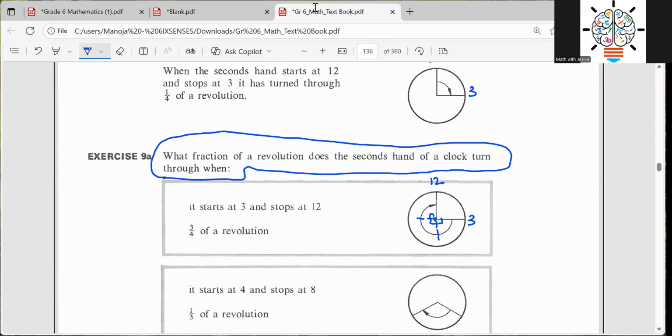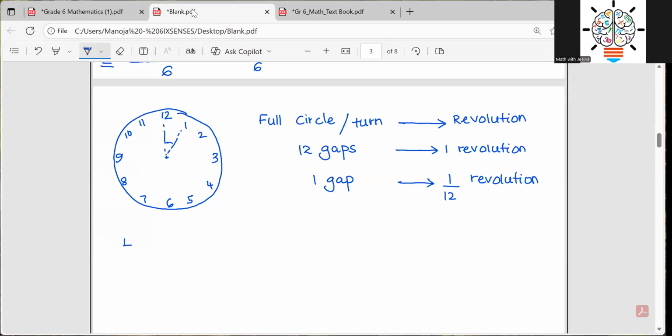Let's say the question says 4 to 8, right? It goes from 4 to 8. Now you just see from 4 to 8, how many gaps do we have, children? You just see 1, 2, 3, 4. From 4 to 8, you write that you have 4 gaps. If you have 1 gap, it is 1 over 12. If you have 4 gaps, you want to multiply that by 4. No? What is it? 4 over 12 revolution.